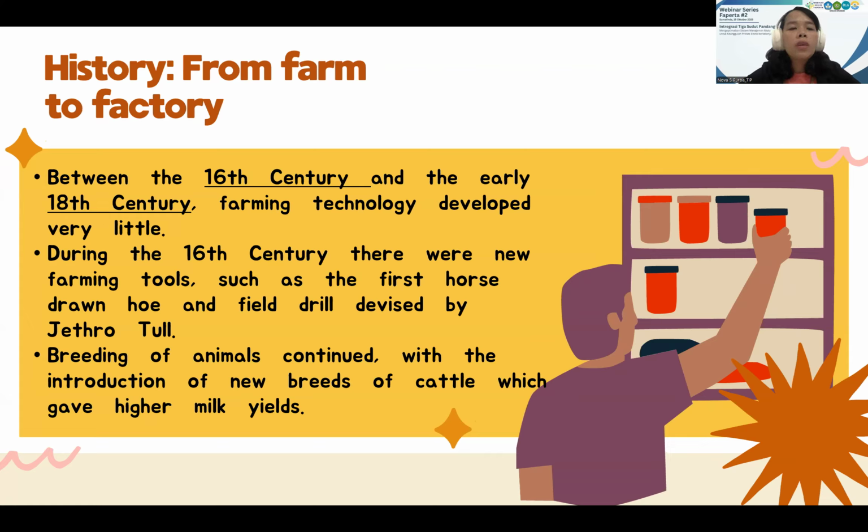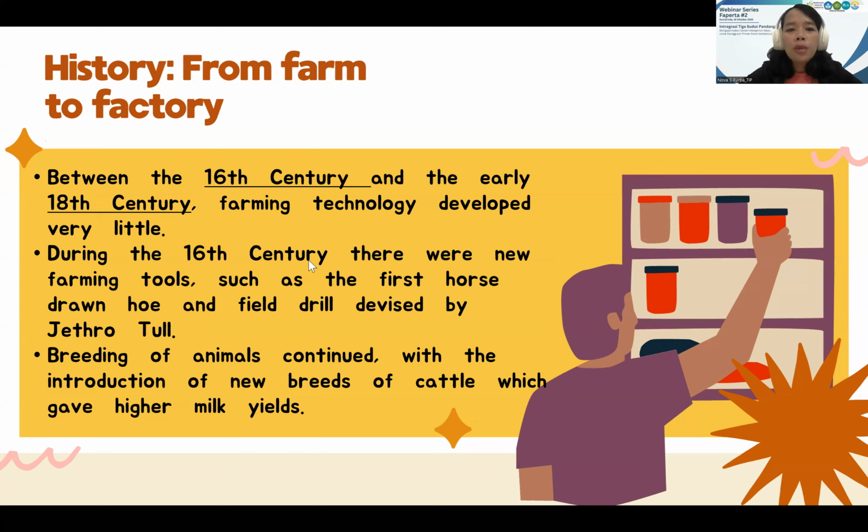The history of food processing has been starting from a farm to factory between the 16th century and the early 19th century. Farming technology developed very little, so it already started 16 centuries ago. So just think about like now it's in the 21st century. It's been a long time already.